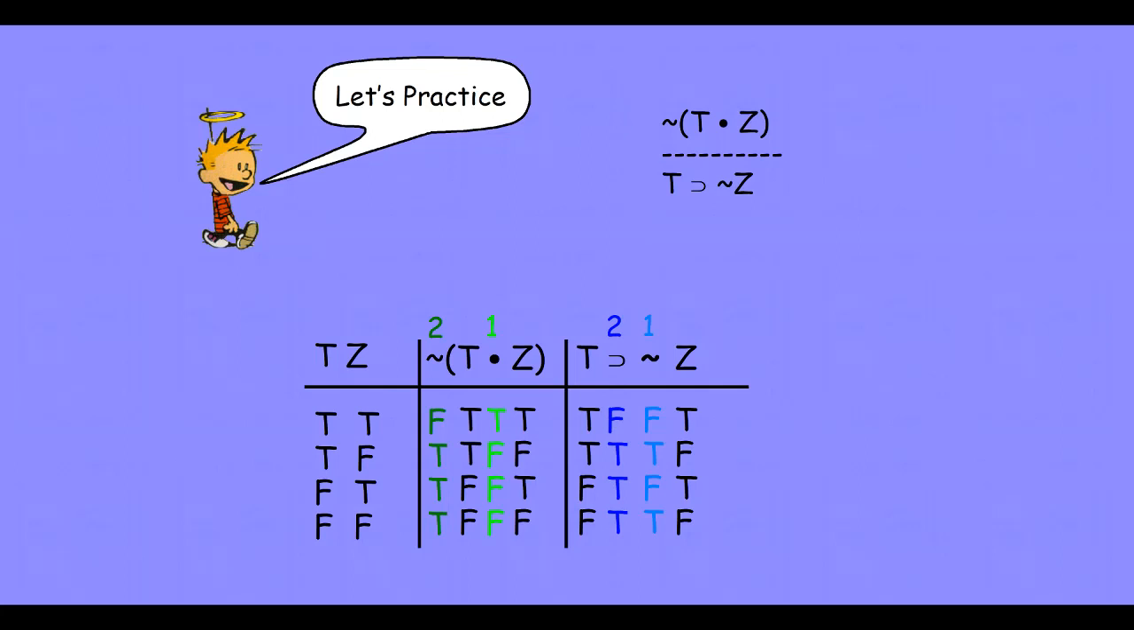Now we look at the rows where our conclusion, T horseshoe tilde Z, is false. That's here. Sorry, there's just one row. And we look at our premise, and the truth value for our premise here is right here, under the last connective, the main connective. And so this is a valid argument.